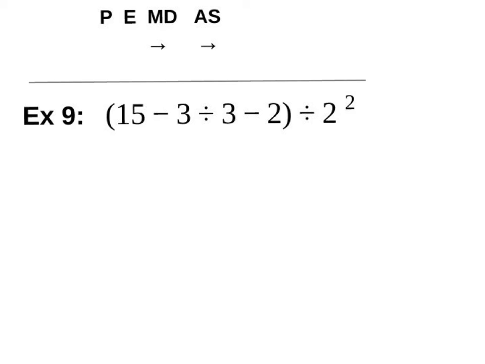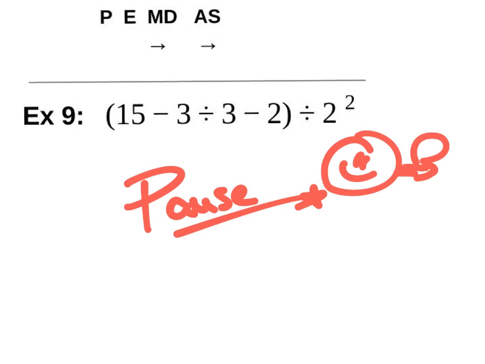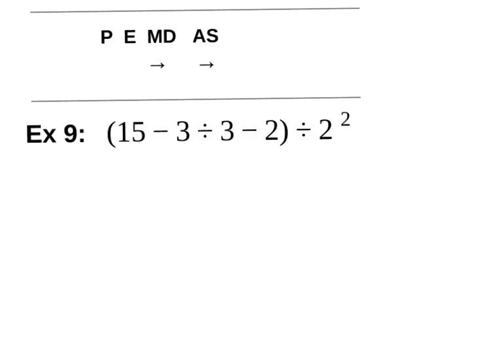Whoa, it's a doozy. In parentheses, 15 minus 3 divided by 3 minus 2, close parentheses, and then divided by 2 squared. Pause and give it a shot. All right, step 1, parentheses. Now inside the parentheses, we have to do the order of operations, which means in this case, we've got to do 3 divided by 3 because we always do all division before we do subtraction. 3 divided by 3 is 1. Write everything else exactly as it was.